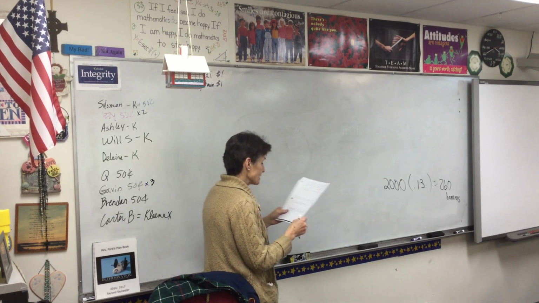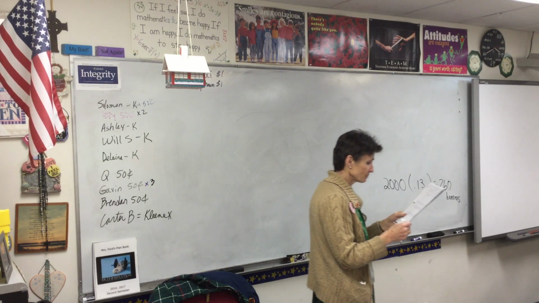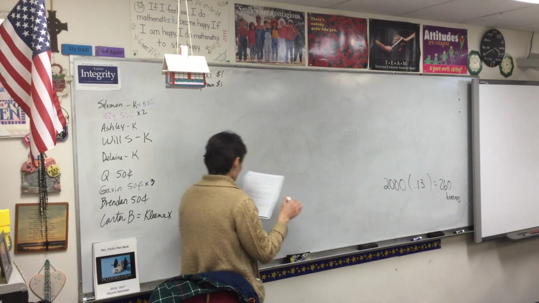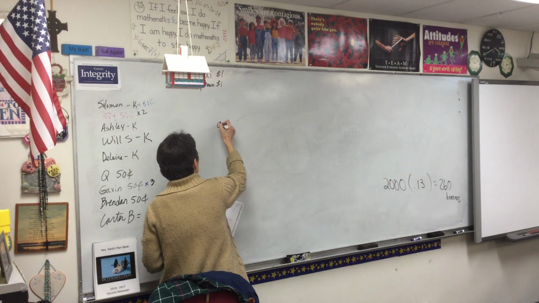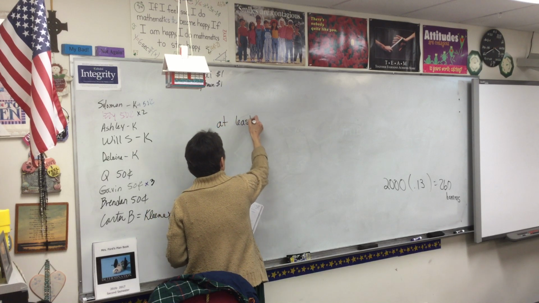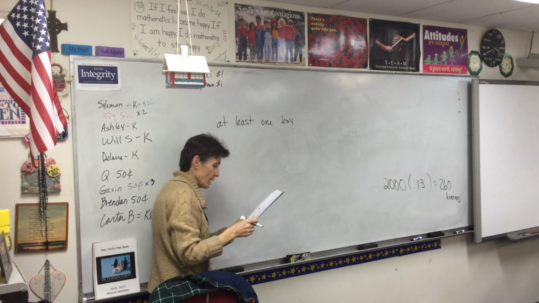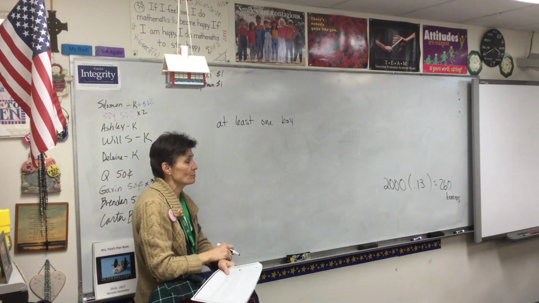All right, a class contains 10 boys and 12 girls. 4 students are randomly selected. What is the probability of at least one boy? Okay, now wait. We're picking 4 students.